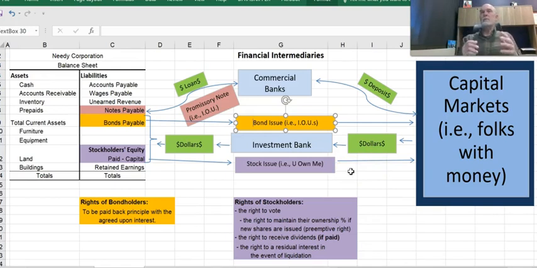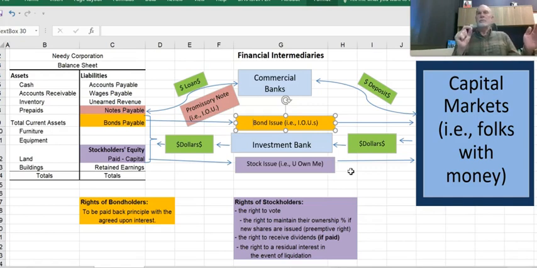How much do they own? Well, it depends on how many shares there are. If there's just one share of stock and you own it, you own 100% of the company. If there's two shares and you own one of them, you own 50% of the company. But if there's 1,000,000 shares and you own one of them, then you own just a very small piece of the company, one millionth.